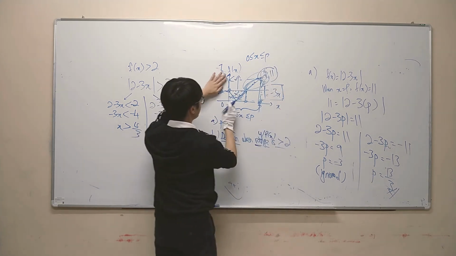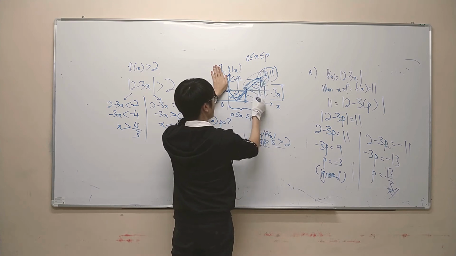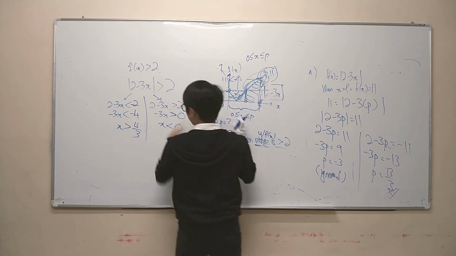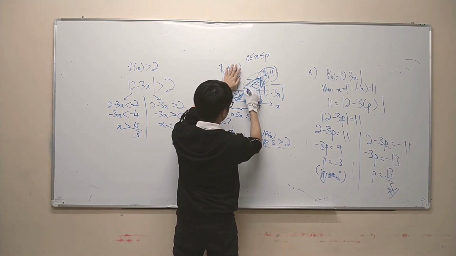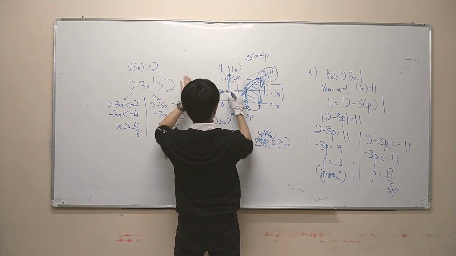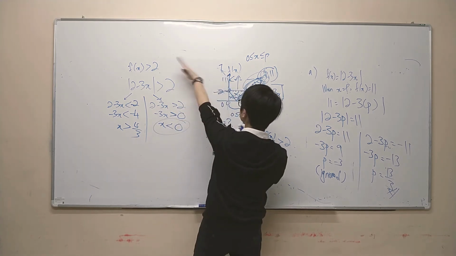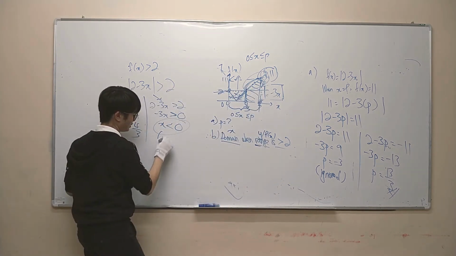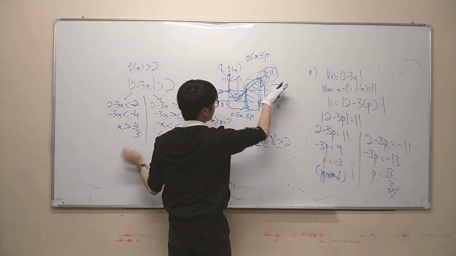So the graph is only from 0, so there is no this part. It means that it's only here until here only. Maksudnya, x smaller than 0 or x bigger than 4 over 3. So x smaller than 0 here, this is what we ignore, because it's not drawn in the diagram. This is what we take, x bigger than 4 over 3.